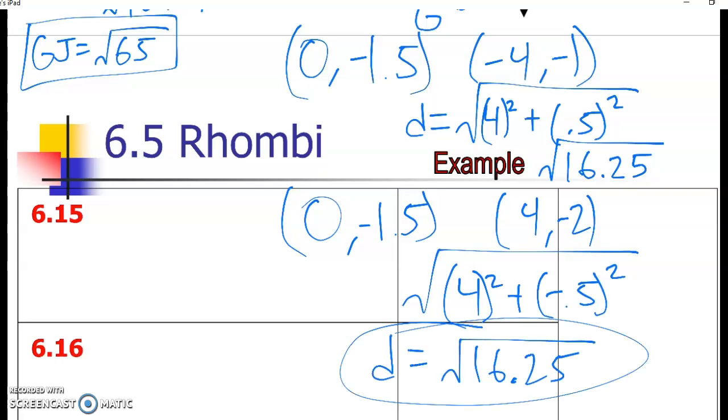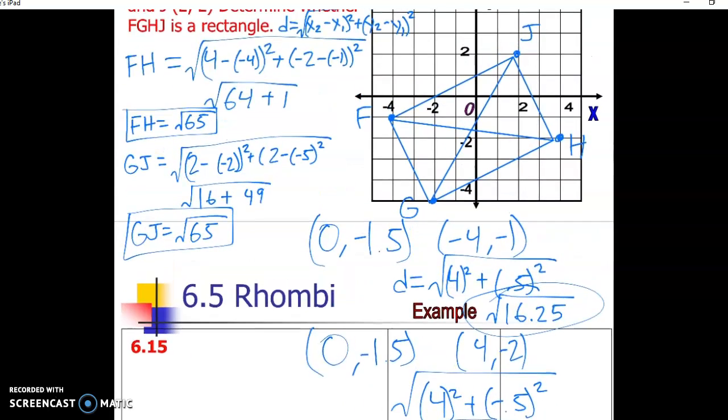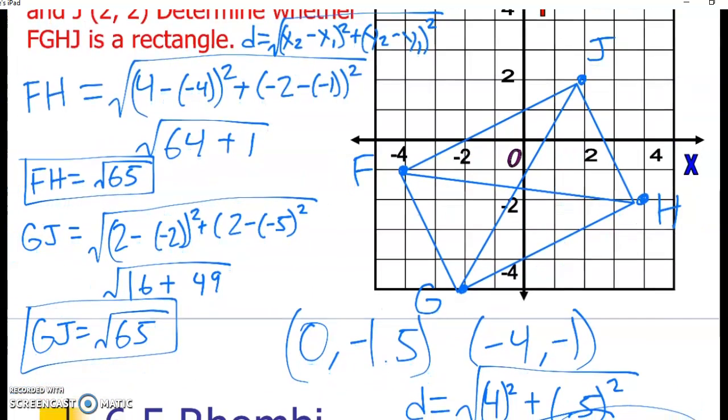What does that tell us? That tells us that both of those distances are the same. So what did we just prove? We just proved that those diagonals are not only congruent to each other, but they also bisect each other. Because we just proved that those two sides that I just highlighted there are congruent.